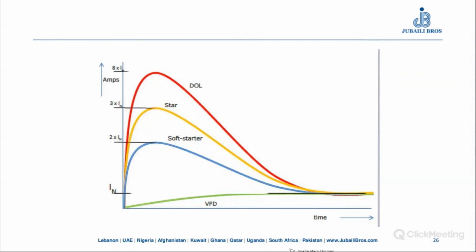Finally, we can see in this graph the different starting methods and the reduction in the starting current in each type of starter. As you can see, for the direct online starter, it's approximately 6 to 8 times the starting current. Whereas if you use a star delta starter, it's one third of that, and for a soft starter it will be 2 times the nominal current. Whereas for VFD, it's a very efficient way. It is almost equal to the nominal current.